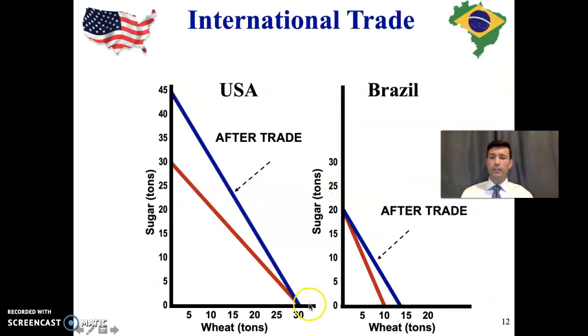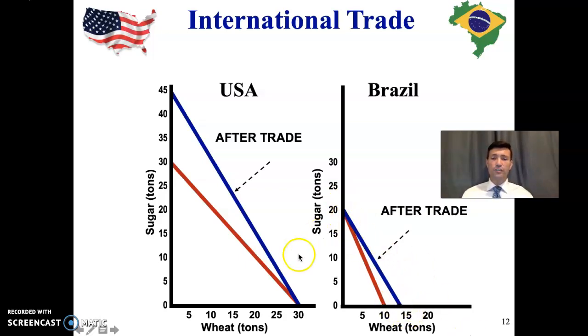So if 1 wheat is worth 1.5 sugars, the United States produces 30 tons of wheat domestically. If they were to trade all 30 tons for sugar, they would be able to then acquire 45 tons of sugar on the market, more sugar than they could have made for themselves. The same is true over here for Brazil. If Brazil produces all sugar and trades those sugars in, at 1.5 sugars per wheat, they're able to get close to 15 tons of wheat.